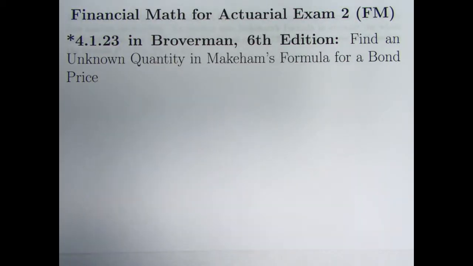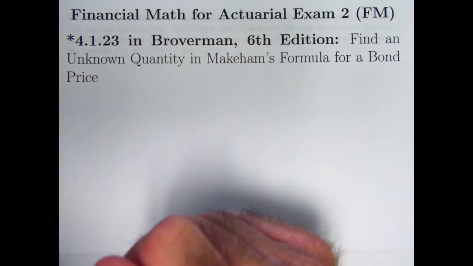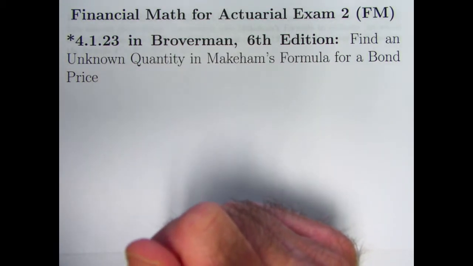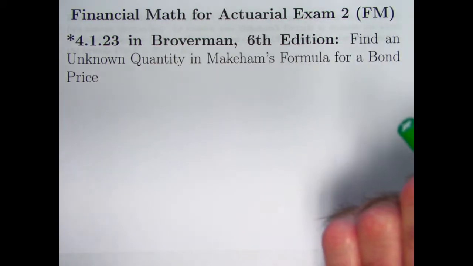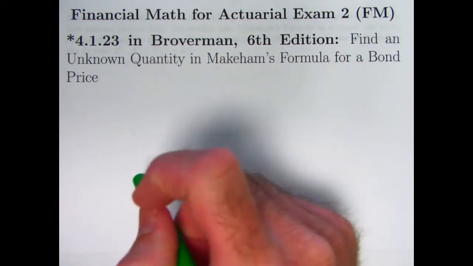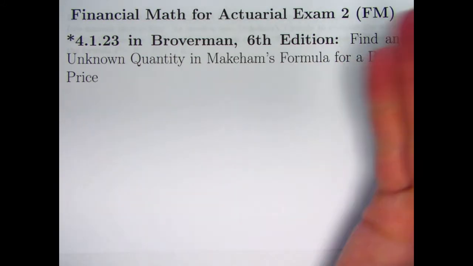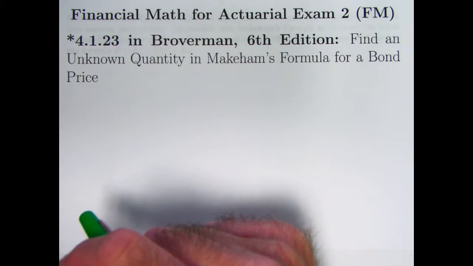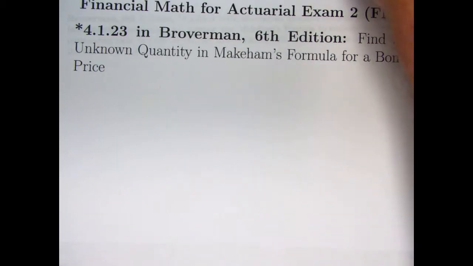Hi, in this video for Financial Math for Actuarial Exam 2, we'll be taking a look at starred problem 4.1.23 in Broverman's book. A starred problem is a little extra hard, or in this case actually just a little extra theoretical. We'll be finding an unknown quantity in something called Makeham's formula for a bond price. I haven't mentioned what Makeham's formula is to this point, so I'm going to take the opportunity provided by this problem to talk about it.